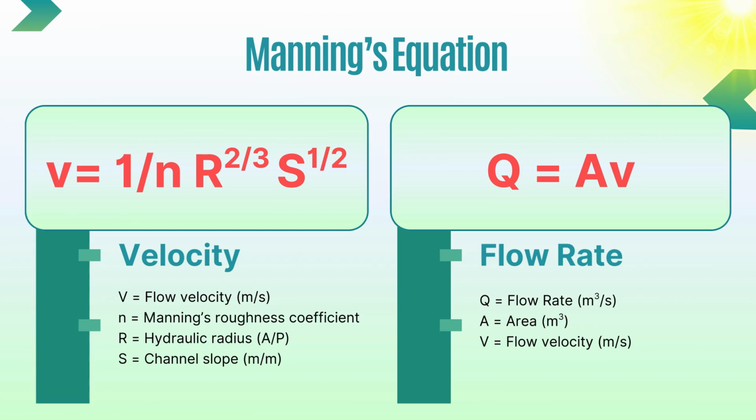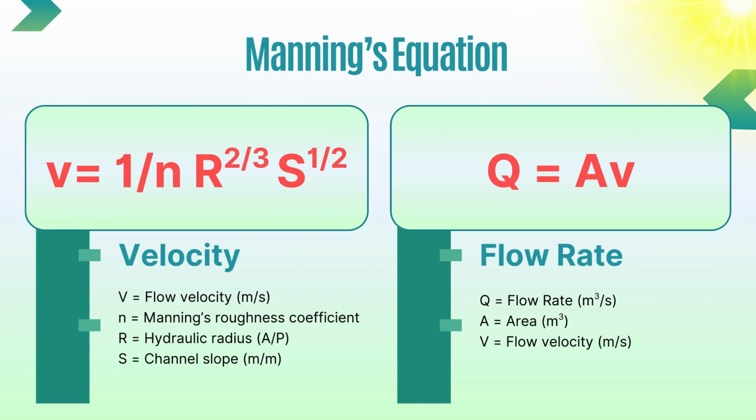The formula becomes Q equals V times A, where Q is the flow rate in cubic meters per second, V is velocity, as we've just discussed, and A is the cross-sectional area of the flow. For example, if velocity is 2 meters per second and the area is 3 square meters, the flow rate is 6 cubic meters per second.